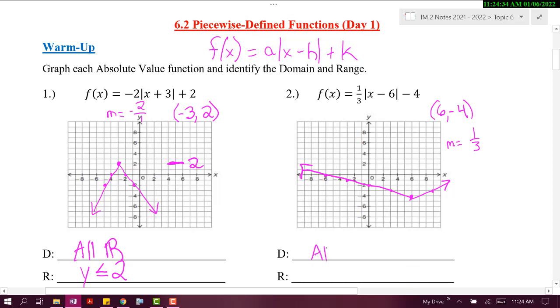Again, the domain is all real numbers because our function goes all the way to the left and all the way to the right. It's not all real numbers for the range because it doesn't go all the way up and all the way down. It goes all the way up, but it doesn't go down at all. So we compare to the y of our vertex, which is -4. Are our y values bigger than that or smaller? Very clearly they're above it, so they're bigger. So y is greater than or equal to -4.